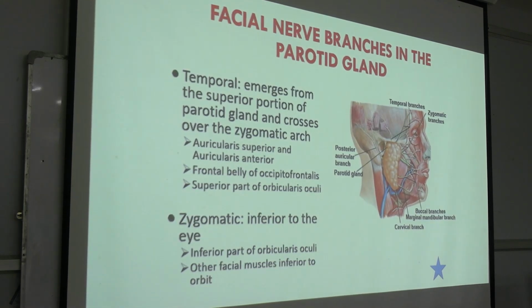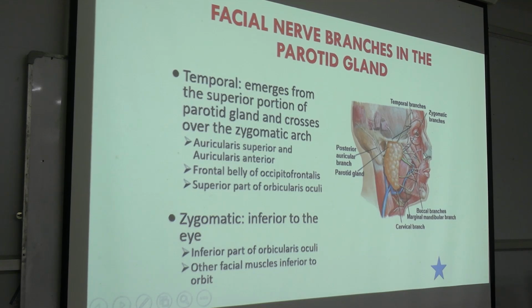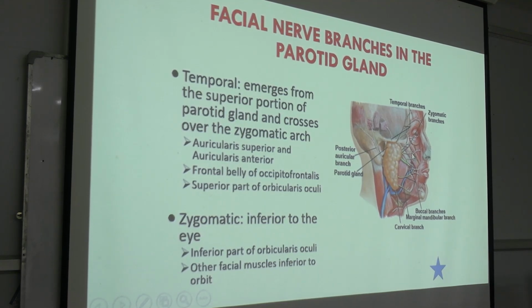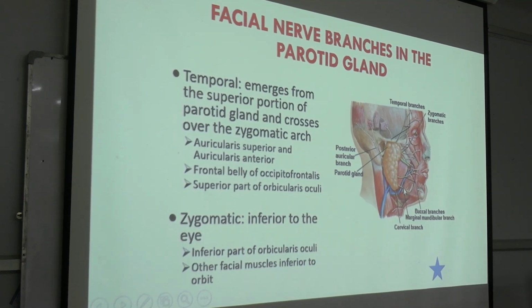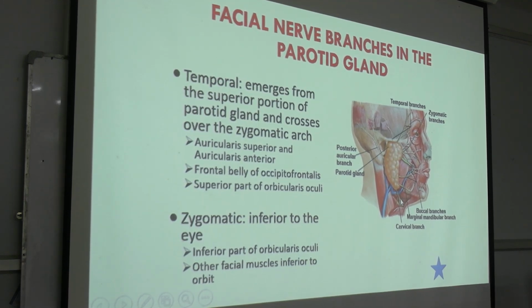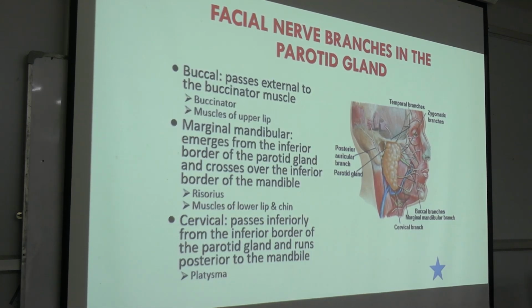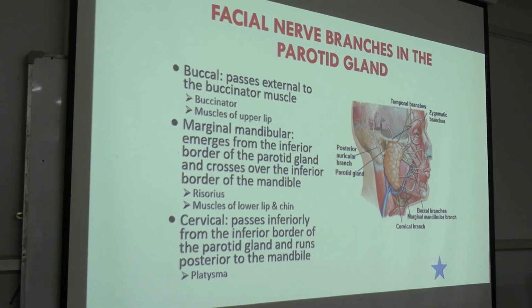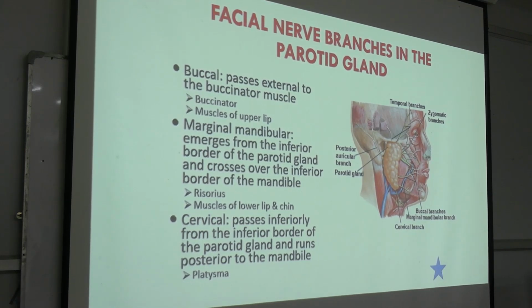Now, in this illustration you are seeing the temporal division, then the zygomatic divisions on the cheekbone, then the buccal branch with upper and lower divisions, then the mandibular, then the cervical branch, which supplies the platysma. Of course, these are motor branches of the facial nerve. They have nothing to do with the supply to this gland because they are just running through the gland substance. We have to remember them.